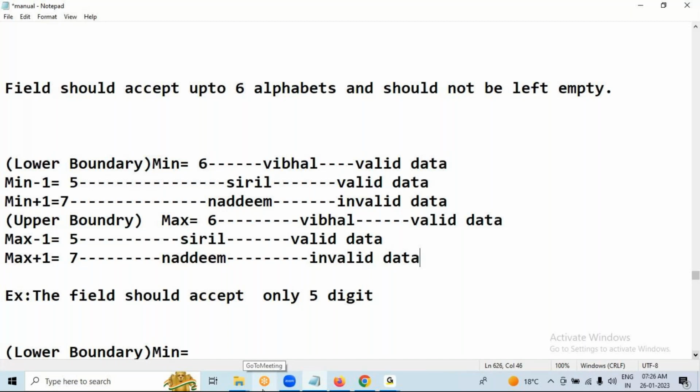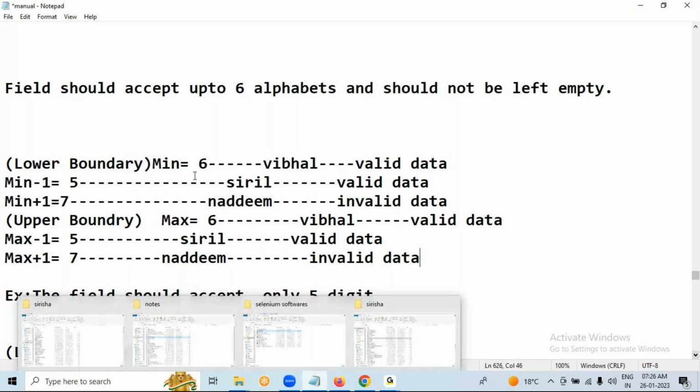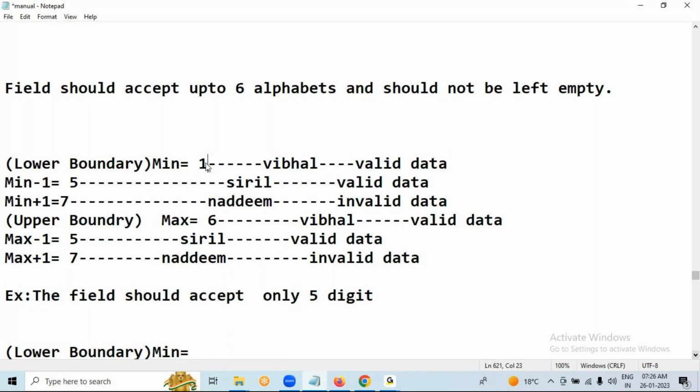Anything, right? Minimum should be what? See, minimum should be one. Why? Because zero is not valid. It should not be left empty. Okay, do you understand? So minimum one would be this one. Very good, good try. There is no data, null, right? Null means invalid data, right? And two means valid only.